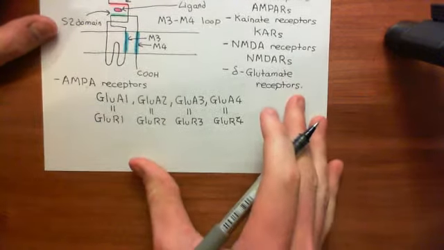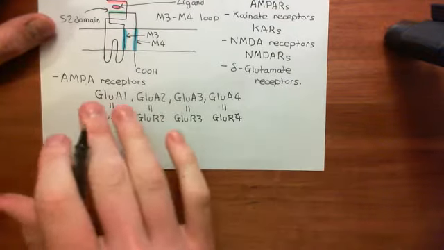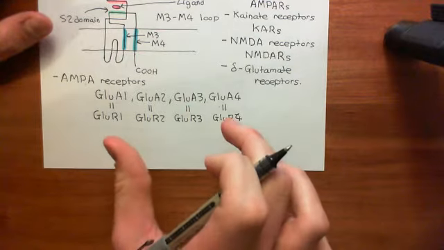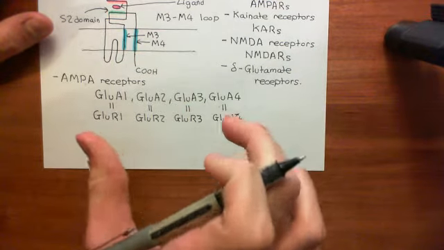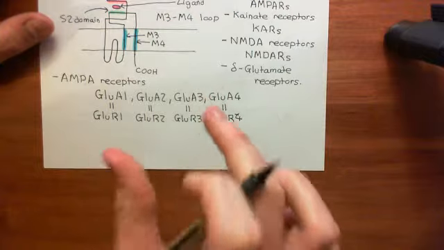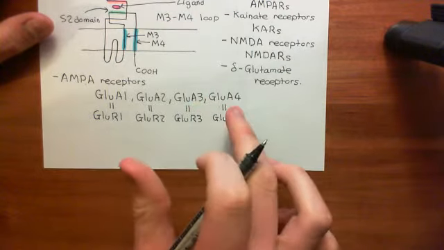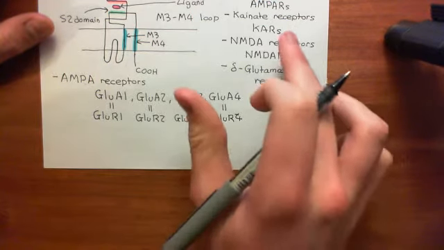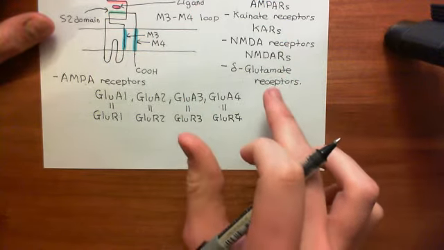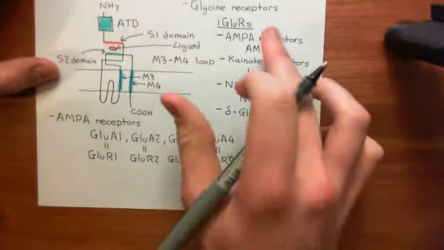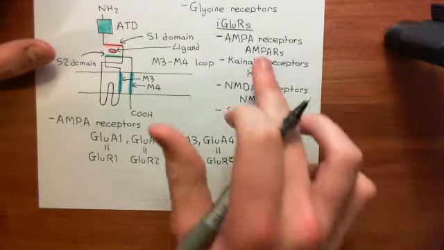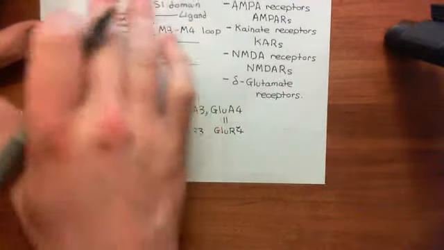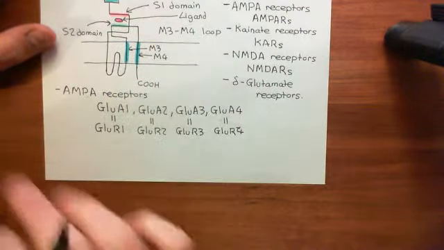Now an important thing to say is that these 4 subunits of glutamate receptors can only bind together to make a tetramer with other AMPA receptor subunits. They can't bind together with the subunits of kainate receptors or NMDA receptors or delta glutamate receptors. And that goes for all of these. There's no mixing between the 4 different families, even though they have this very similar structure.